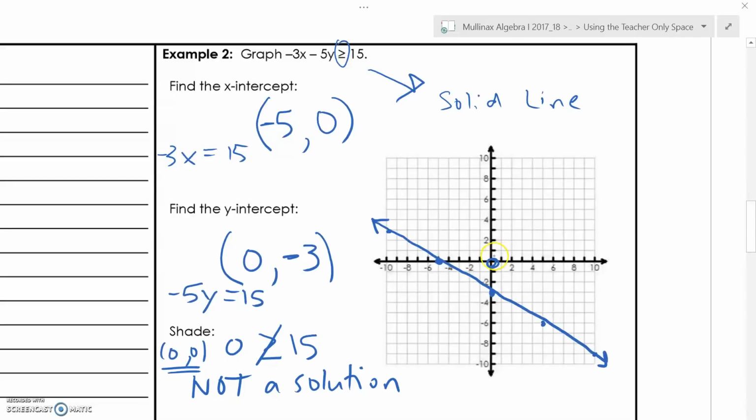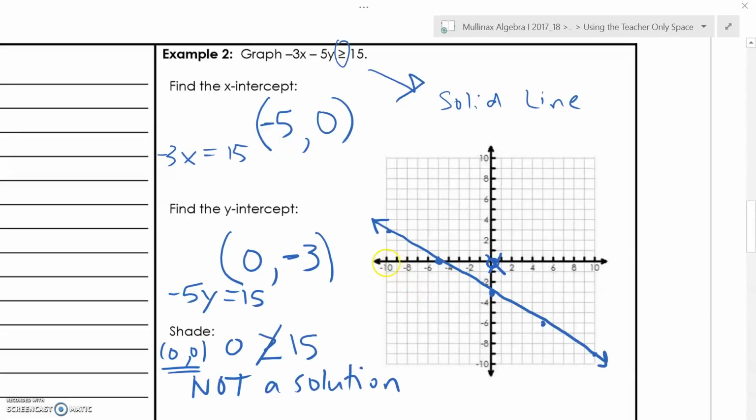If 0, 0 is not a solution, then that means any point on this side of the line, any point on the same side as 0, 0, is not a solution. You can check the other side by plugging in a point if you want.